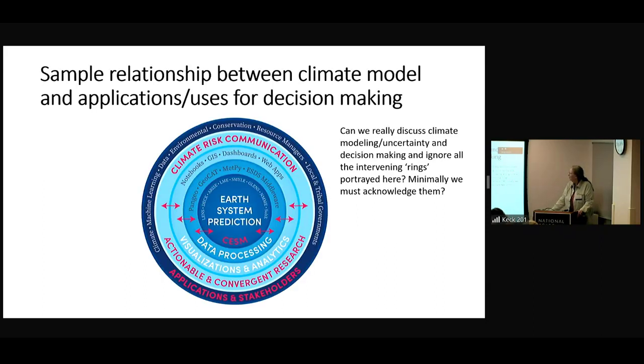All right, so here's a sample of the relationship between climate modeling and applications, uses for decision-making. This is from a program at NCAR. Here they're putting the Earth system prediction in the center, but notice that we're kind of skipping the data processing, visualization and analytics, convergent research, and just going from the Earth system out to applications and stakeholders. Obviously, while we're not going to be discussing this in any detail, it's come up sometime this morning. So there's a lot going on, and I'm not suggesting that that diagram is in any way complete. Next slide.